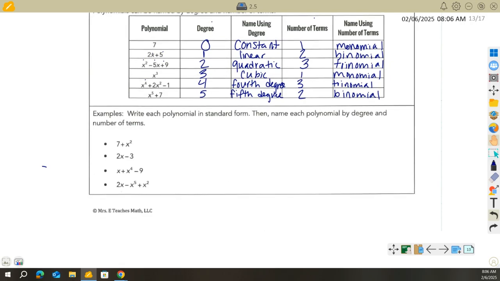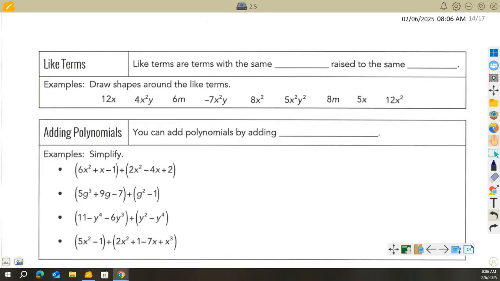So go ahead. We want to write each of these polynomials in standard form, then name each polynomial by the degree and number of terms. So go ahead and take a second to do that. You can check your work from those last examples on the answer key from Brightspace. We're going to move on to the next page.